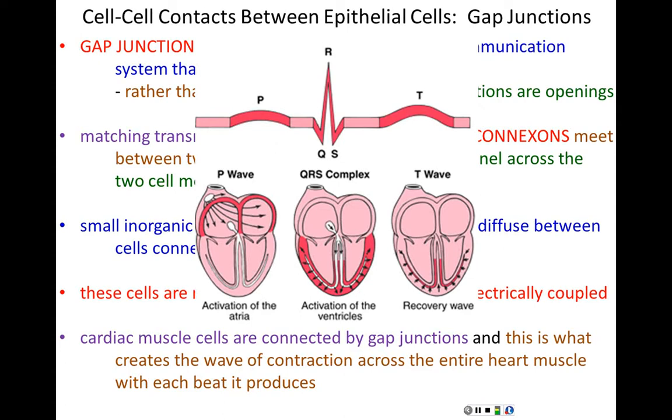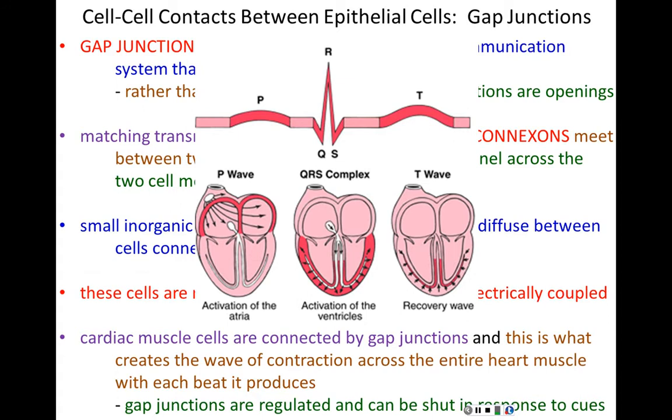That's how we coordinate a heartbeat, not by innervating every single cardiac muscle cell. That would be insane. By initiating the contraction in one spot and having that contraction flow from that one spot as a wave all through the heart through gap junctions. Gap junctions can be regulated. So different cellular cues, either intracellular signaling molecules or extracellular signaling molecules, can cause gap junctions to be closed so that cells are not always forced to communicate with each other, but do so only when they should.